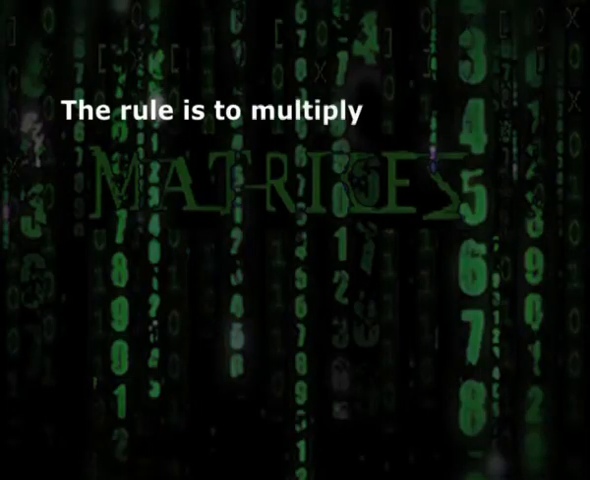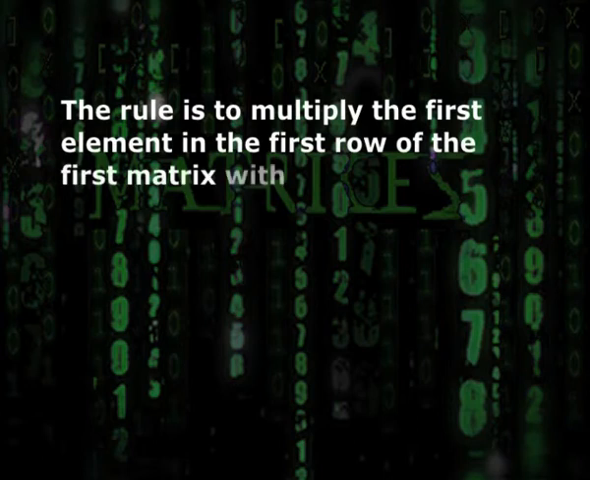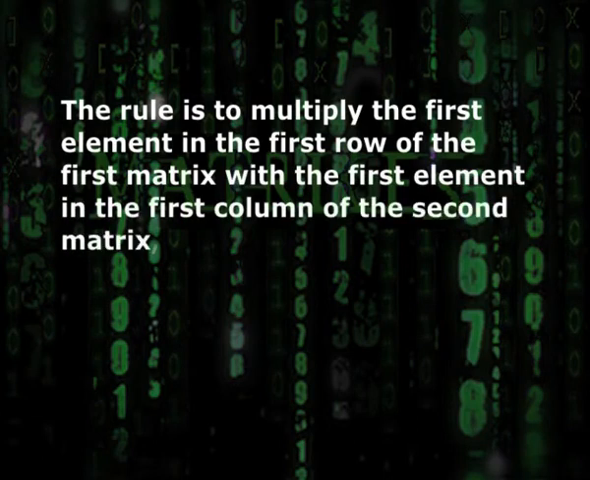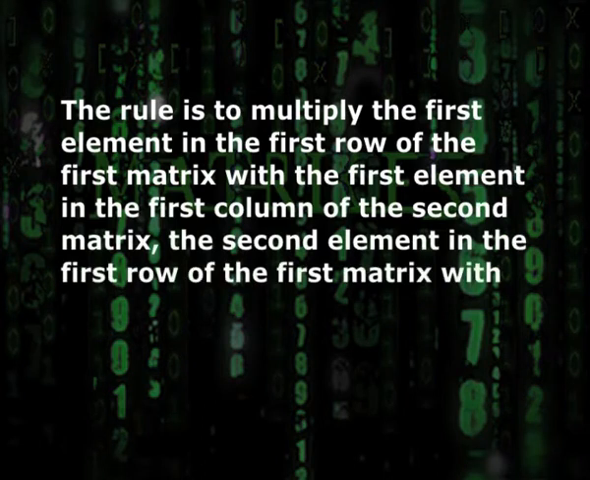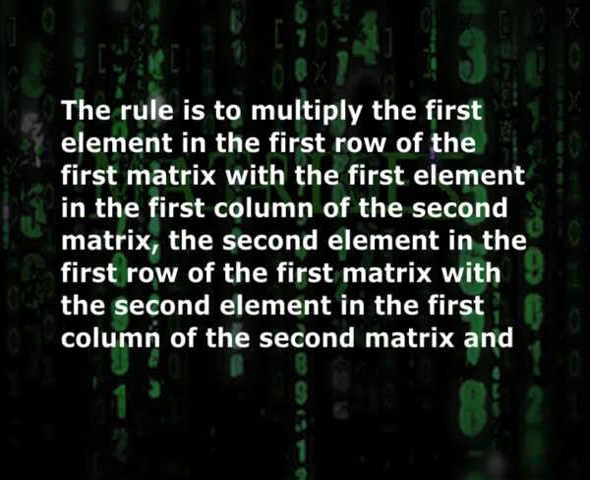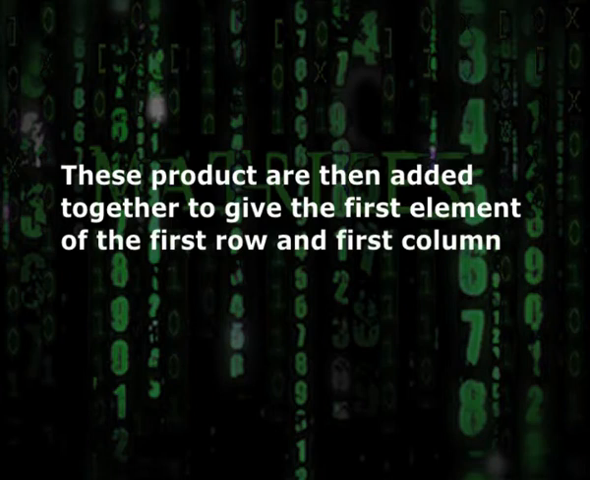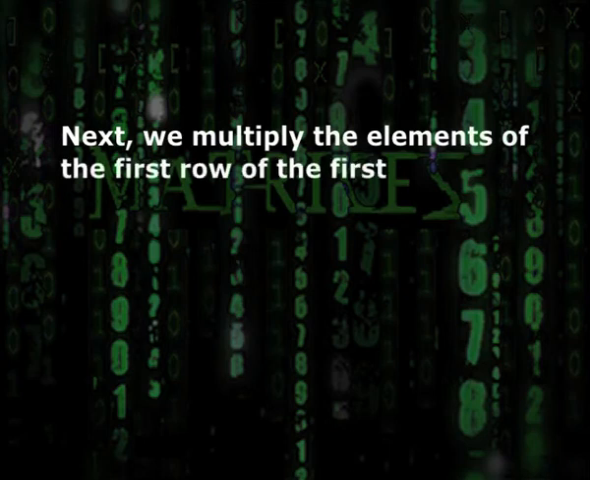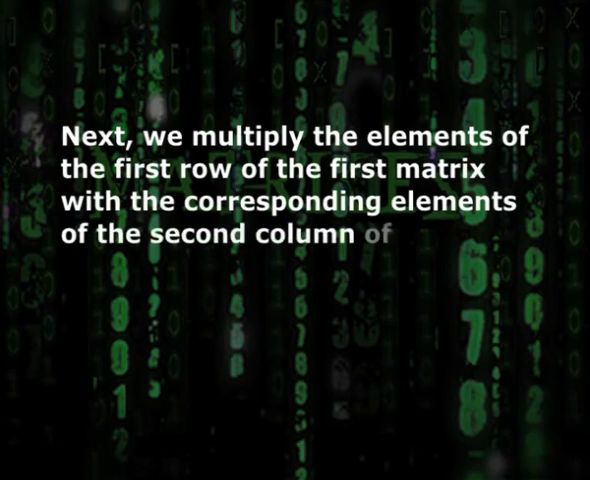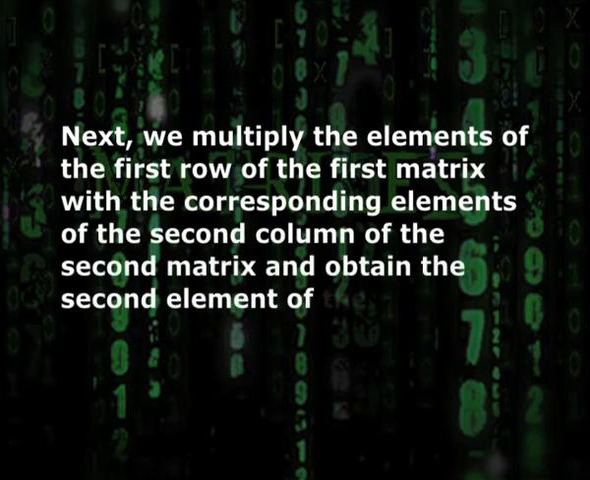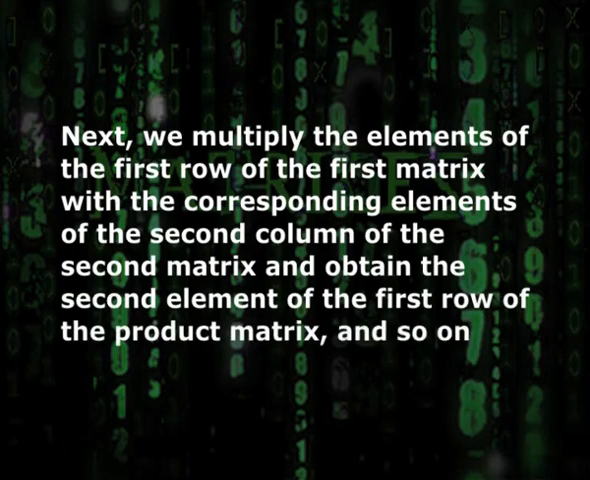So, the row by column multiplication provides us with the necessary rule to find the product of two matrices. The rule is to multiply the first element in the first row of the first matrix with the first element in the first column of the second matrix, the second element in the first row of the first matrix with the second element in the first column of the second matrix, and so on. These products are then added together to give the first element of the first row and first column of the product matrix. Next, we multiply the elements of the first row of the first matrix with the corresponding elements of the second column of the second matrix and obtain the second element of the first row of the product matrix, and so on.